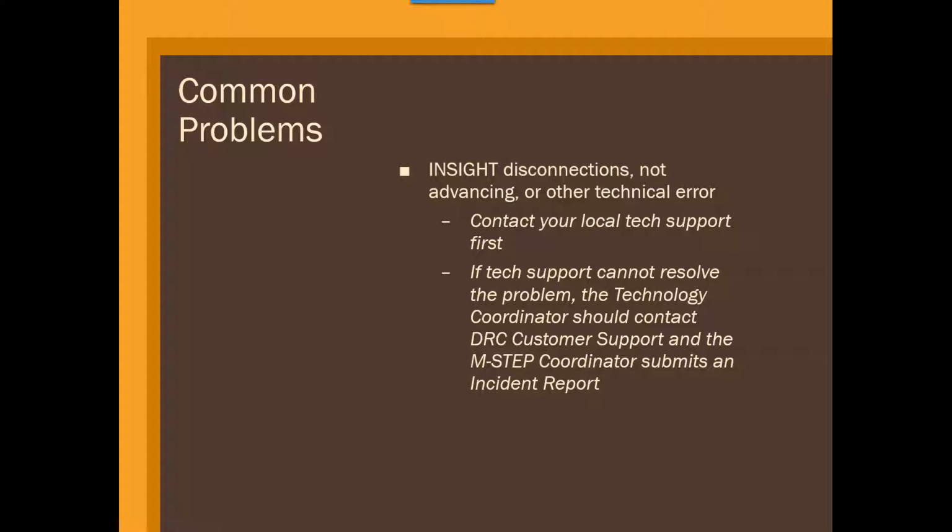In the online administration, there may be an issue with insight disconnections or other technical errors. This can be due to a local connectivity issue or a network issue, or it may be an issue that needs to be resolved with DRC. So the first step in any situation of a technical issue while testing is to contact your local technology coordinator. If the technology coordinator cannot resolve the problem, then they should contact the DRC customer support, and, if necessary, the district assessment coordinator should submit an incident report if the problem cannot be solved by the technology coordinator or DRC's customer support.